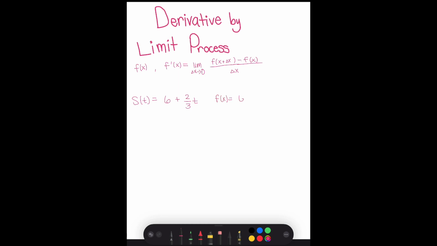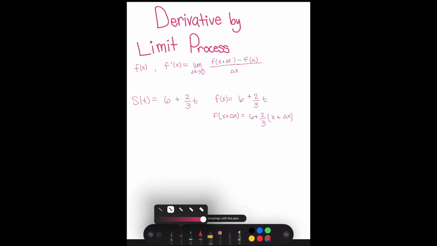So f of x is equal to 6 plus 2 over 3 t. It's just our function. And then f of x plus delta x is going to equal 6 plus 2 over 3, and then replace the t with x plus delta x. So we can now take the limit. So we take the limit as delta x goes to 0, and we plug in our formula.